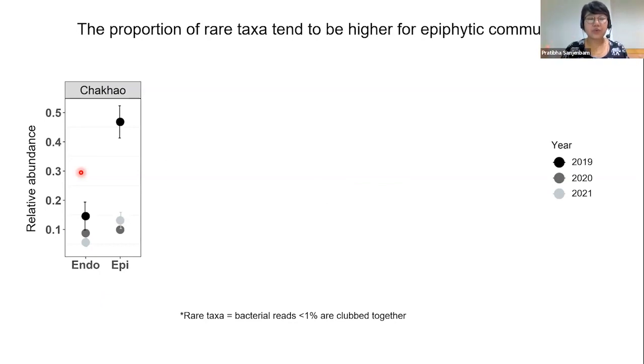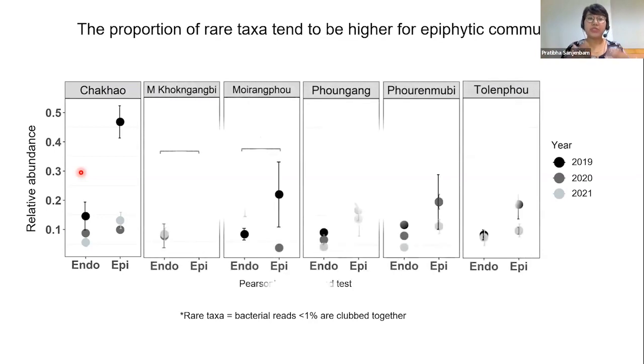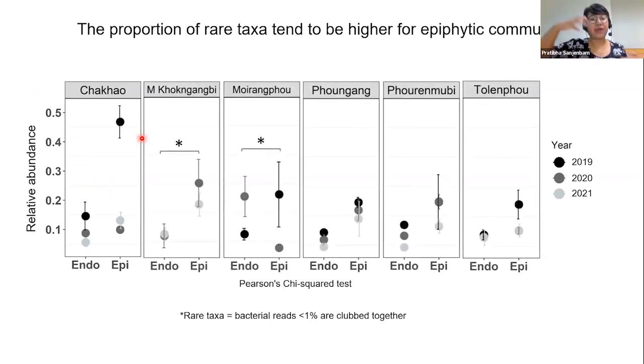But the other way to test this is to ask if the proportion of rare taxa is much higher. We can calculate the rare taxa, which is a proxy to measure stability, by comparing the rare taxa in the endophytic and the epiphytic community. Let's take an example over here. We see that the pattern seems to be true, where the rare taxa proportions are higher in the epiphytic community compared to the endophytic community. And this was generally true across all the landraces. However, the pairs were not statistically significant all the time.